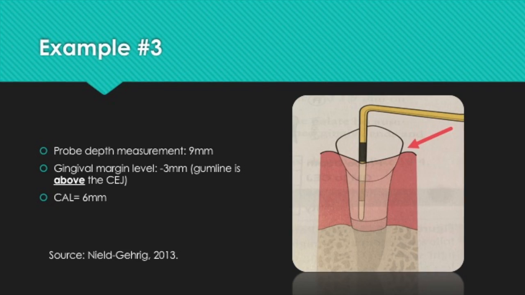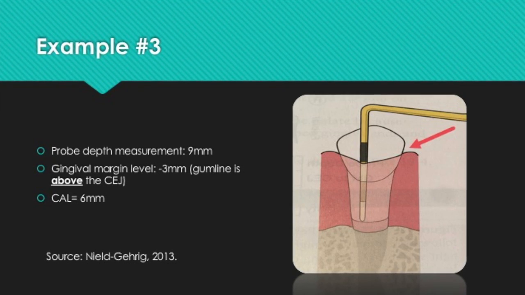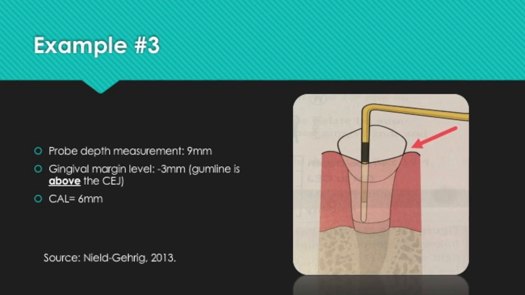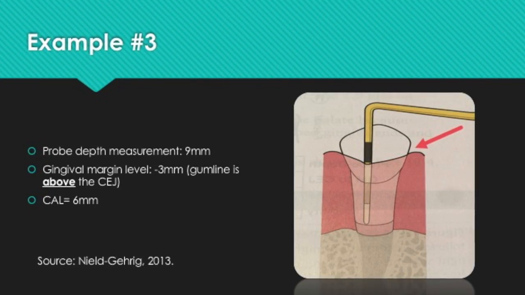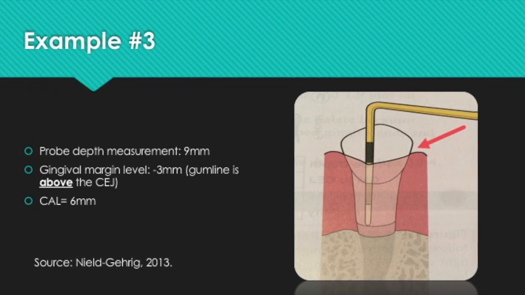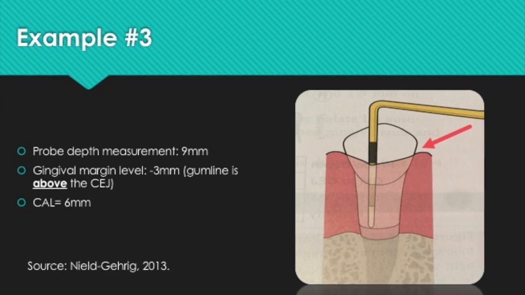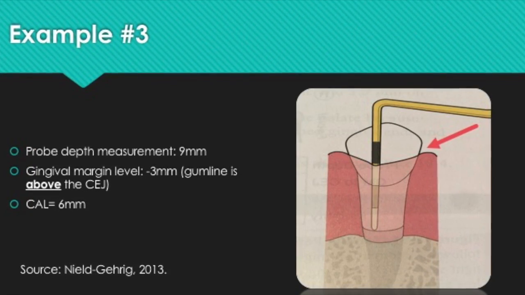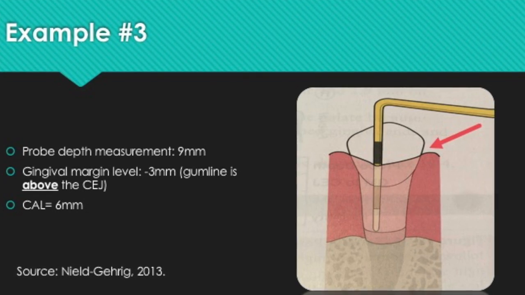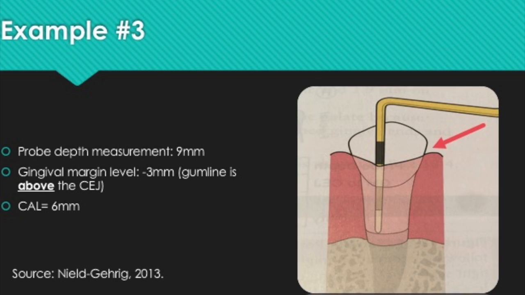So example number 3 here shows a probe depth measurement of 9 millimeters deep, and the gingival margin level is 3 millimeters above the gum line. So what that means is that the CAL will be 6 millimeters deep. And how we got that measurement is by taking the 9 millimeters of probe depth measurement and subtracting the excess 3 millimeters of gum tissue that's above the CEJ. And again, that leads us to 6 millimeters.